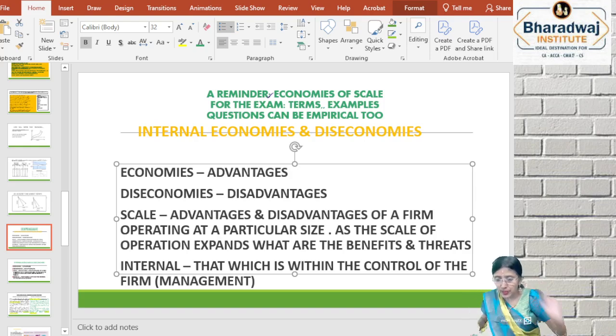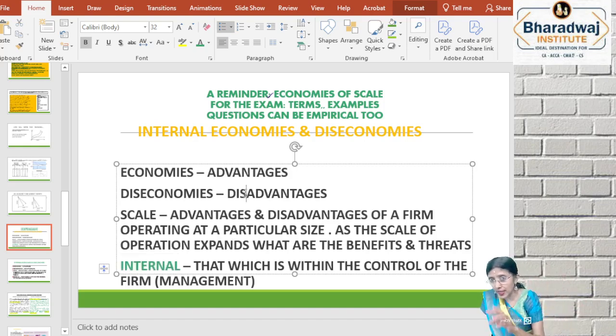Am I clear? Yes. Now go to the term internal. So that is the word internal. What do we understand by internal? You're just telling about economies and diseconomies. Internal means that which is within the control of the firm.